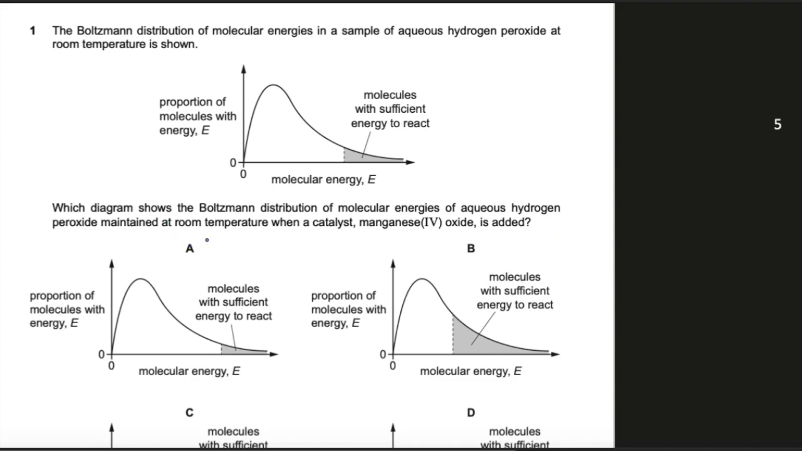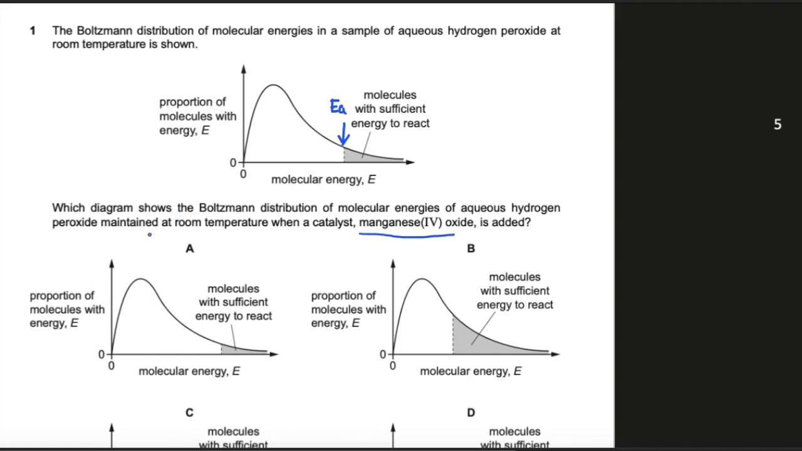hydrogen peroxide maintained at room temperature when a catalyst, manganese dioxide, is added. First of all, you have to understand the Boltzmann distribution curve. In the Boltzmann distribution curve, on the y-axis, the number of molecules is plotted, and on the x-axis, molecular energies. The area under the curve represents the number of molecules, and you can see this dotted line, which is representing the activation energy.